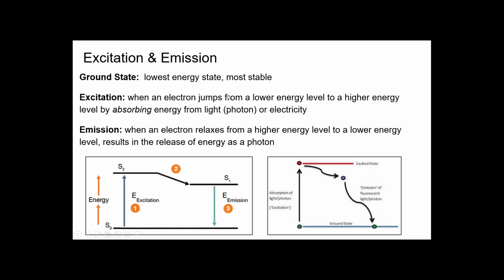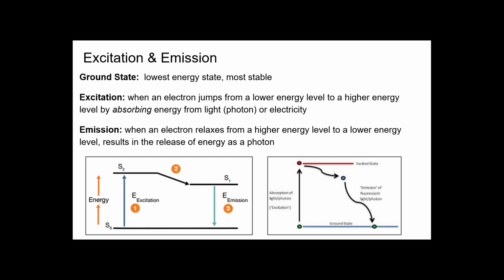These are just more visuals and some terminology. Ground state is the lowest energy state. It's the most stable, where electrons will be. Excitation is when an electron jumps from a lower energy level to a higher energy level by absorbing, that's the key thing, absorbing energy from light or electricity. Emission is when an electron relaxes from a higher energy level to a lower energy level, which results in the release of energy as a photon, one photon.